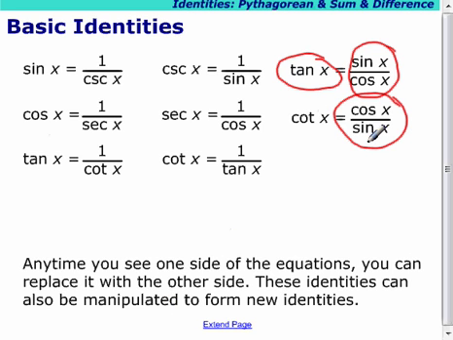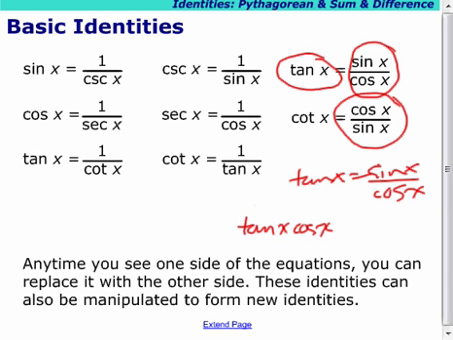Also, one thing that you can do with any identity is you can manipulate it. So for example, this tan equals sine over cos. Tan x equals sine x over cos x. If I wanted to, I could multiply both sides by cos, forming another identity. So tan x times cos x is equal to, if I multiply this side by cos x, they cancel out, and so I'm just left with sine x. So anytime I see tan cos, I can replace that with sine. So that's the idea of what an identity is.